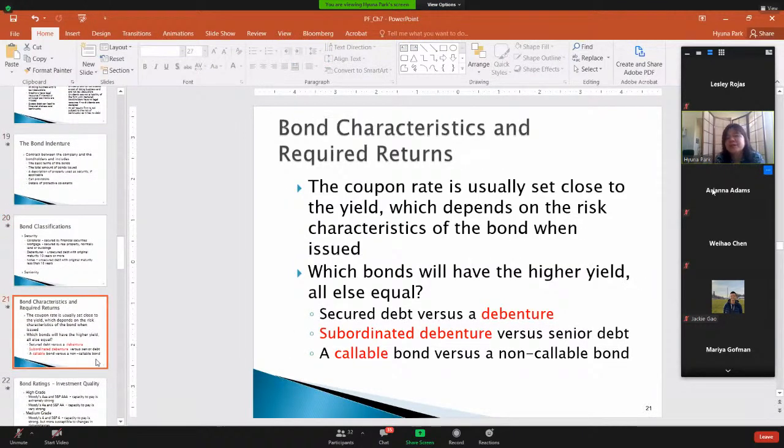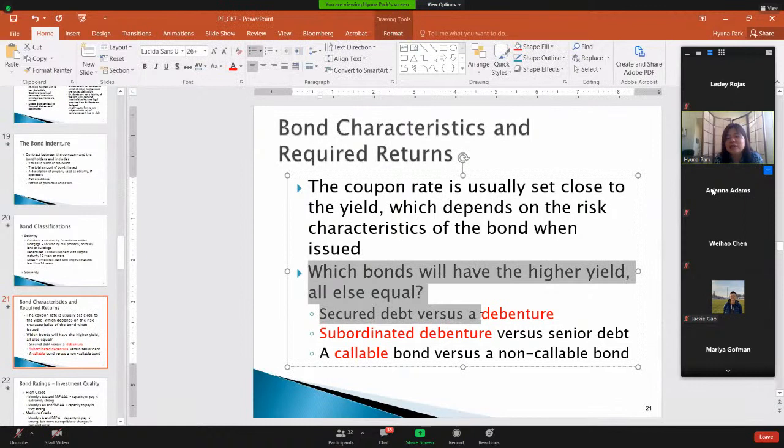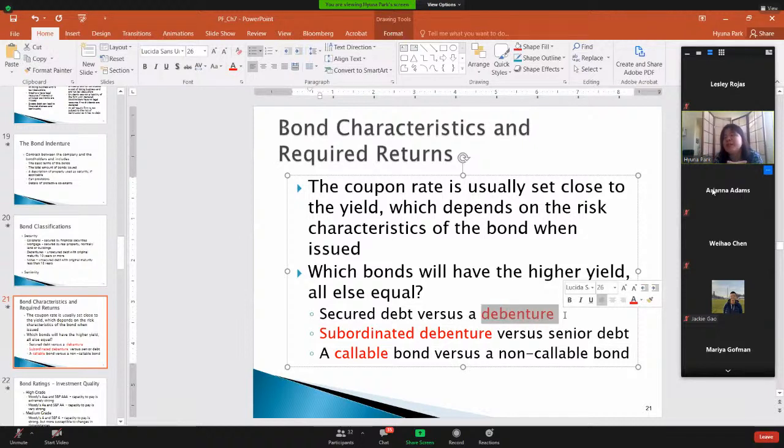So these bond characteristics affect yield. Which bond should have a higher yield, all else equal? In other words, which bond will investors require a higher return on? That means a higher yield to maturity. Secured debt versus debenture: definitely the yield to maturity on a debenture will be higher, all else equal, compared to secured debt, because debentures are riskier. So all else equal, investors will require a higher return on this riskier investment. So debentures will have a higher yield than secured debt.